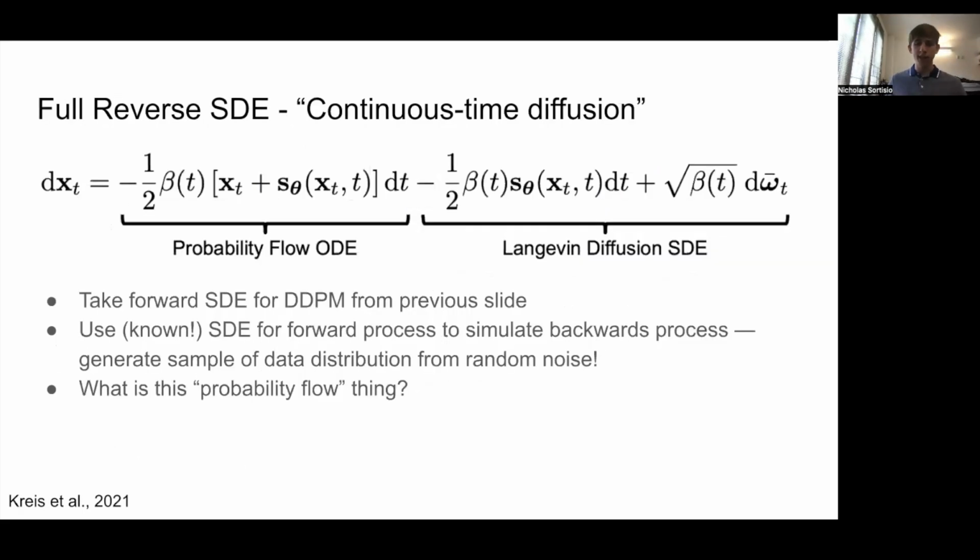So if we continue with the SDE for DDPM, we have this forward SDE that we understand and we can write down, but we know from the beginning that we can then write down some reverse SDE. So we can take a sample of random noise and use it to create a representative sample of our original data distribution. So we can create new images, new molecules, things like that. And it can actually be decomposed into this first term that we might call the probability flow ODE. There's no stochasticity there. And then this second term, which is a Langevin diffusion SDE. And so a natural enough question is, what is this probability flow thing doing? And it turns out that it actually has a very interesting and important interpretation.